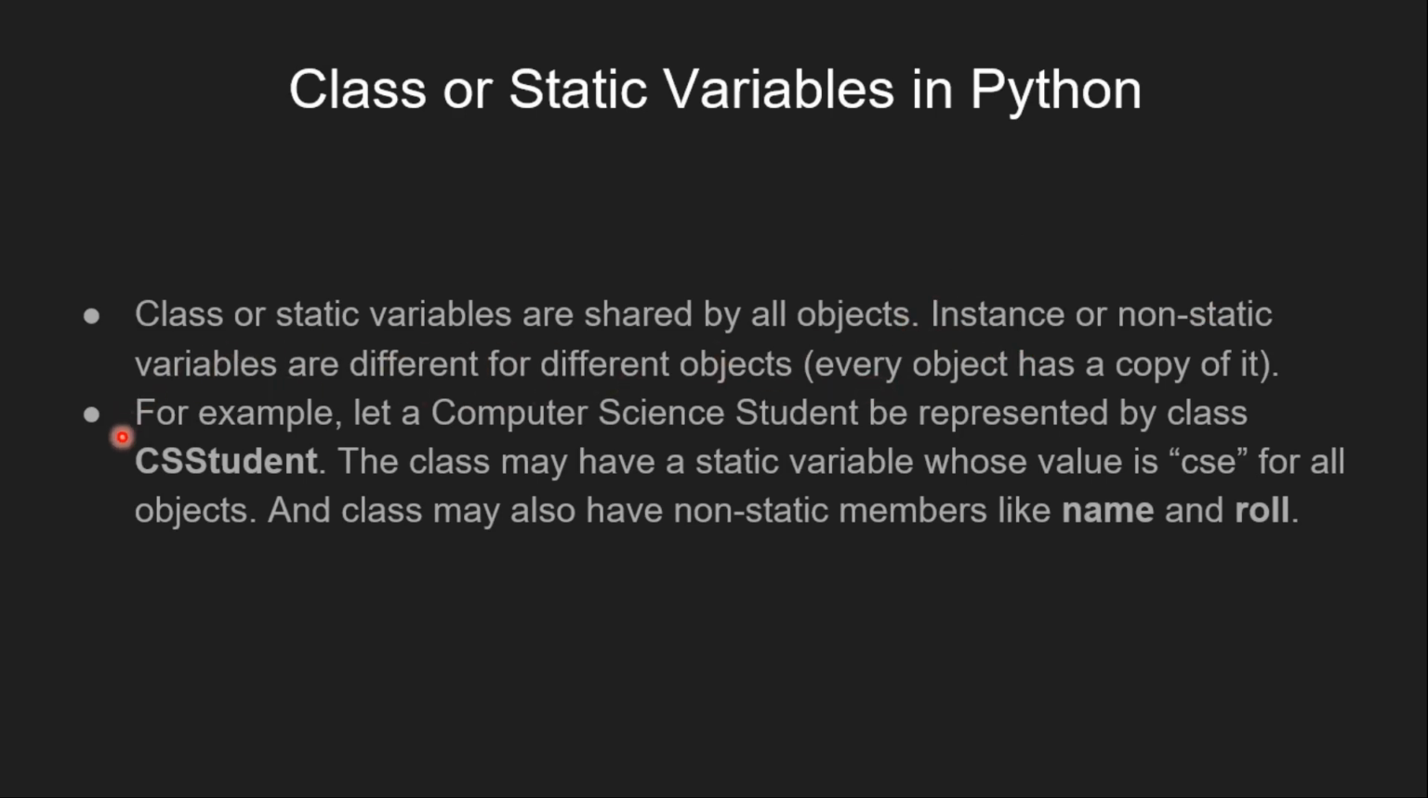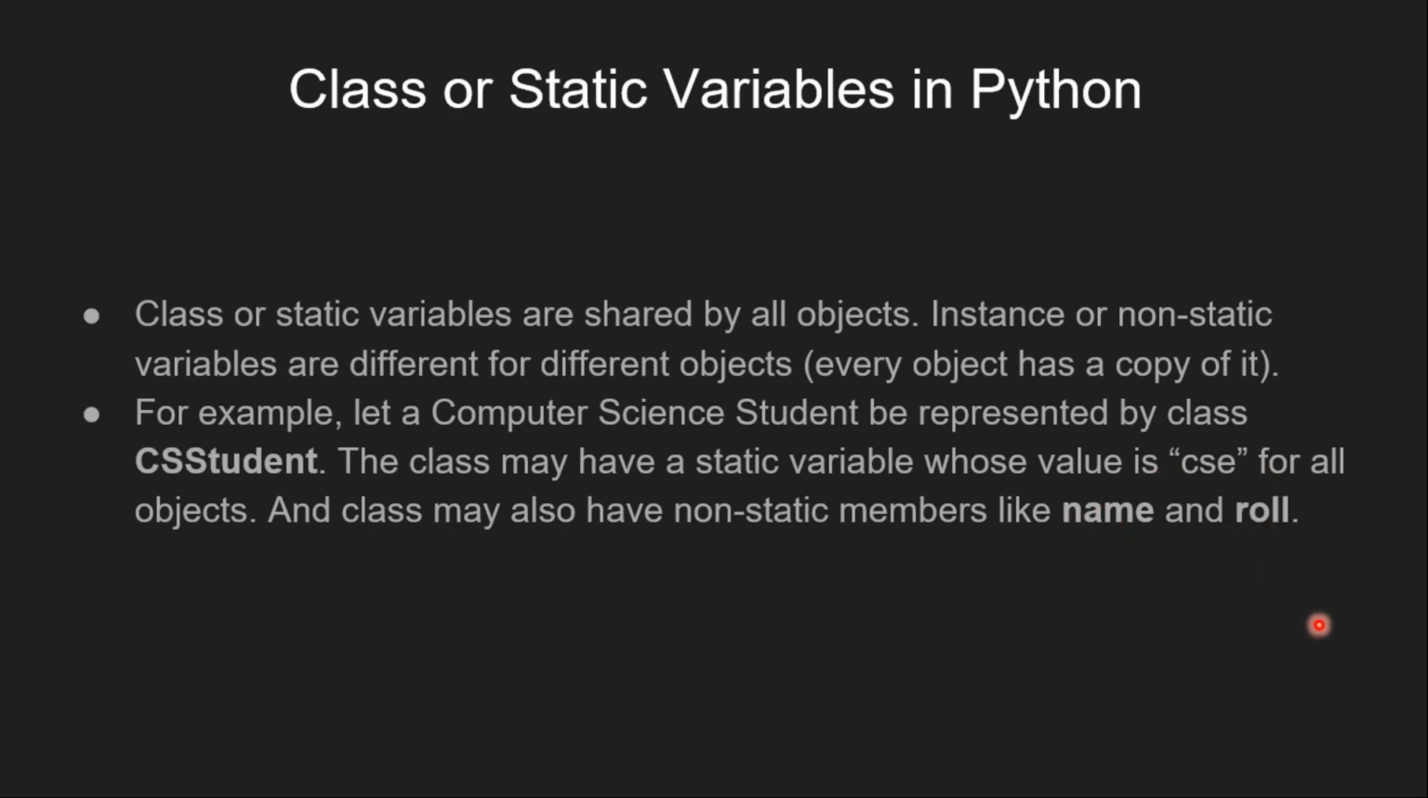For example, let a computer science student be represented by class CSStudent. The class may have a static variable whose value is CSE for all objects. And the class may also have non-static members like name and role.